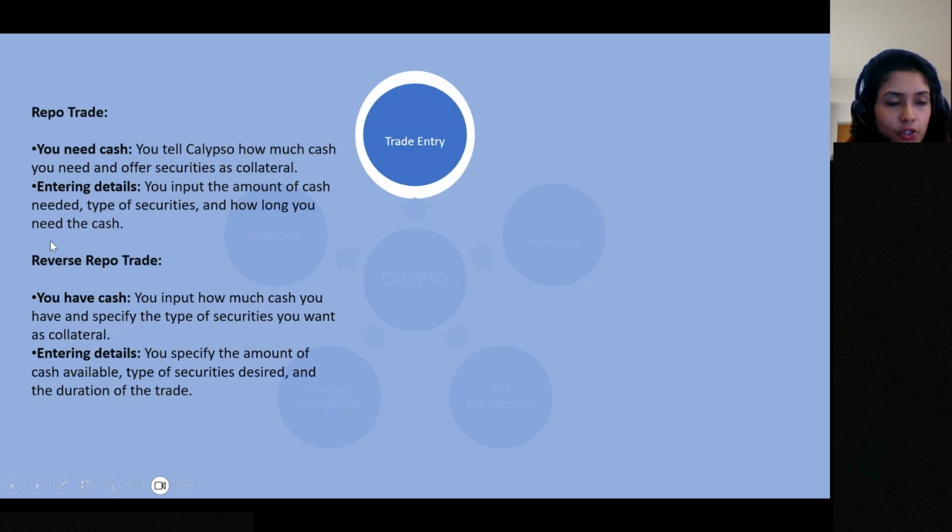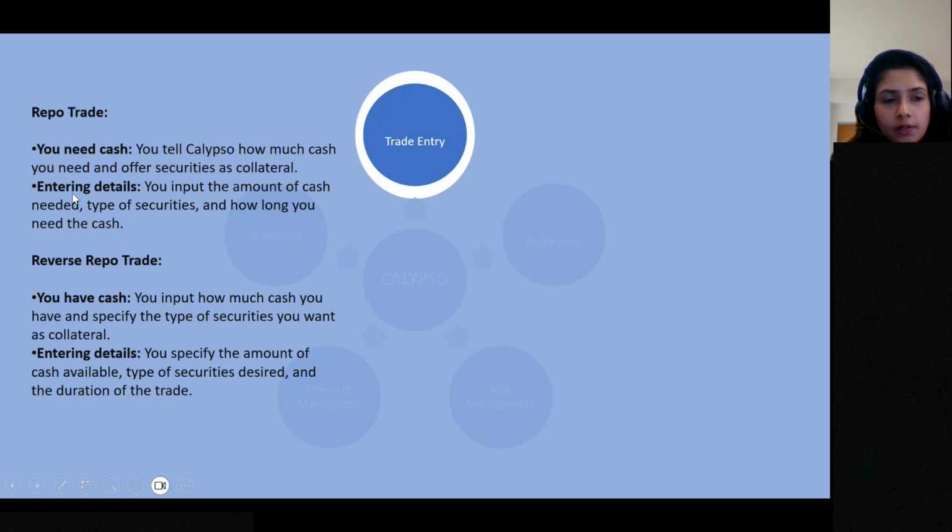In reverse repo, you already have cash. I had $100. I wanted to enjoy the bike of my friend. I had excess cash. I gave my cash to my friend. So in reverse repo, you have cash. In repo, you need cash. So you will tell Calypso how much cash you need. And in return, what will I do? I will give my securities as collateral. The bank will give its securities as collateral.